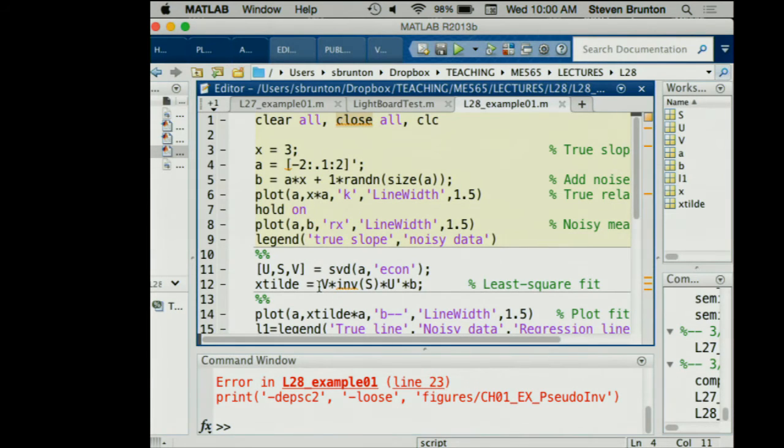Okay, questions about this simple example before we go on to something more sophisticated? No? Okay, good.